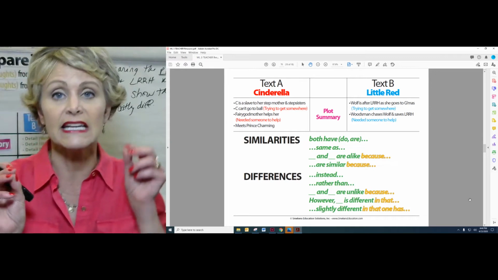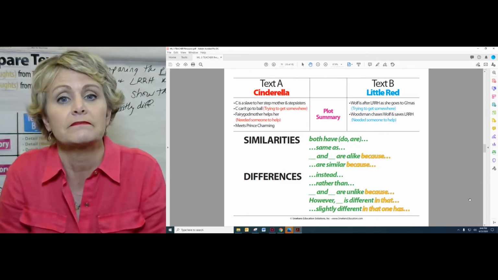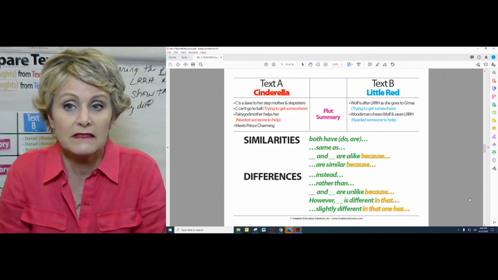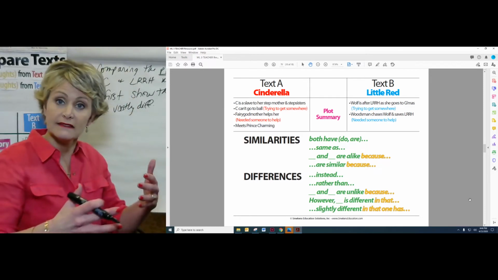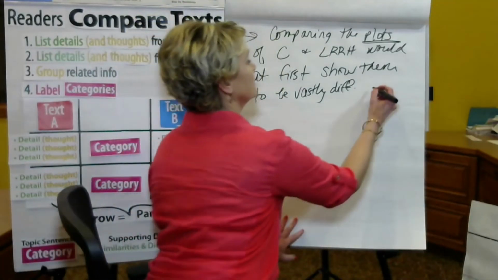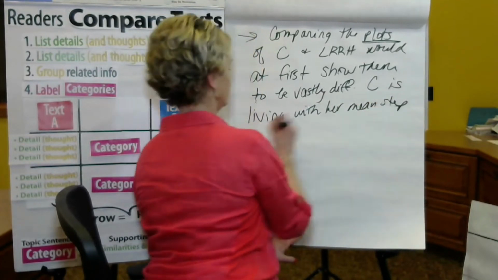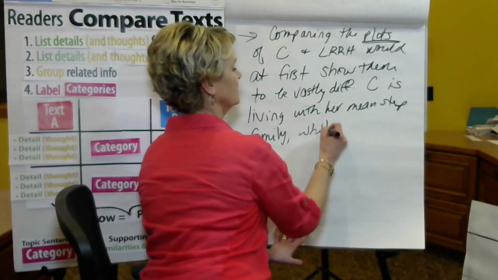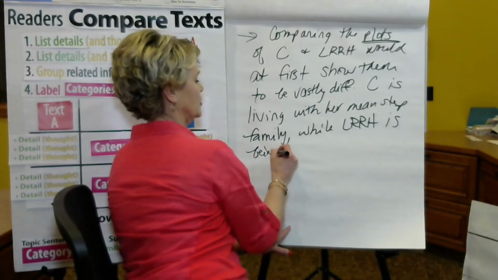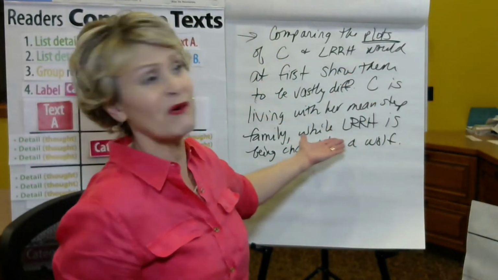So let's acknowledge a difference in each of the stories regarding the plot. I'll start with Cinderella. How would you say that? Say something about Cinderella that is different than Little Red. Cinderella is living with her mean step family, while Little Red, tell me something, it has nothing to do with family really, right? Little Red is being chased by a wolf. Okay, Cinderella is living with her mean step family, comma, compound sentence, while Little Red Riding Hood is, what's the plot here? What's her problem? Is being chased by a wolf. Okay, so we said, at first they seem vastly different. Let me point out the major difference.